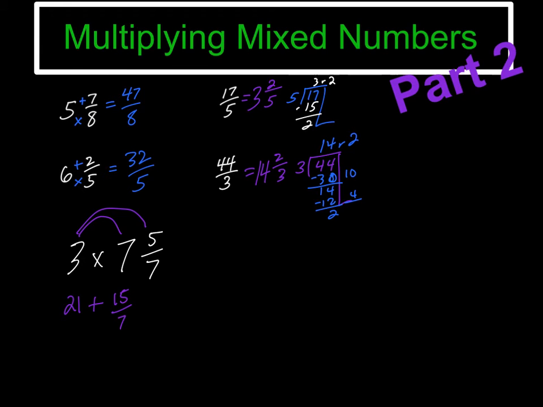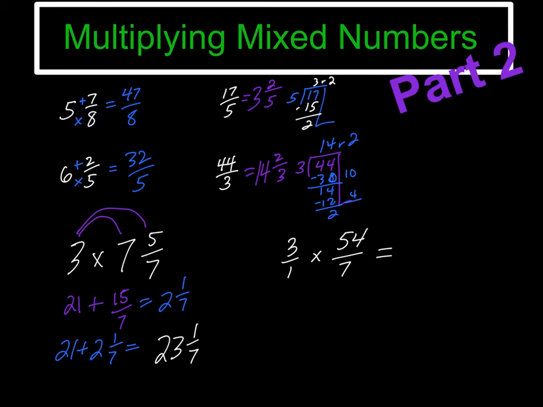15/7 is the same as 2 1/7, because like we did up above, I did that pretty quickly. I know that 7 goes in 2 times with 1 left over. So then I just have to finish off the math. So it's 21 plus that 2 1/7 equals 23 1/7.